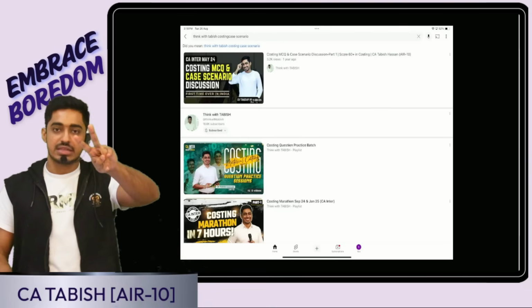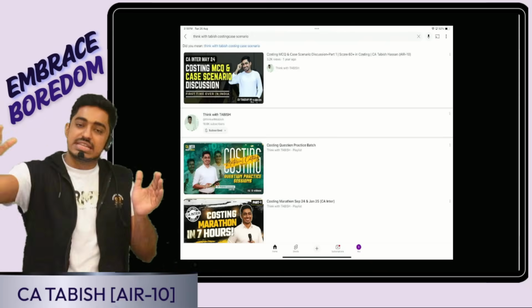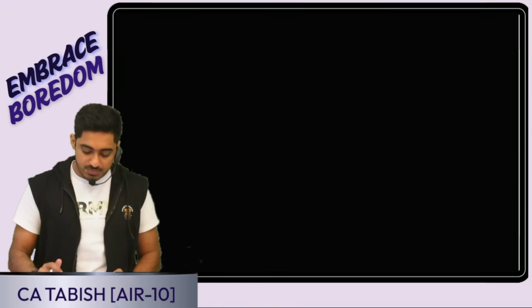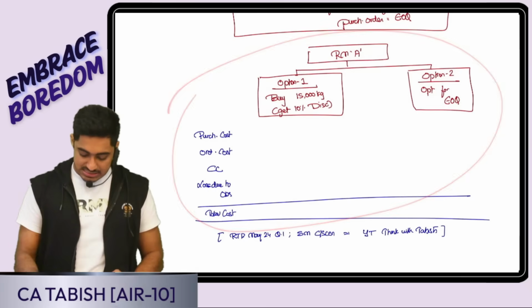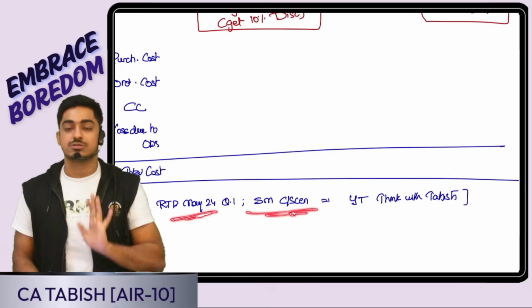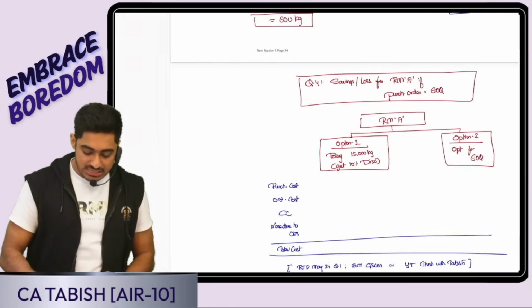Two MCQs are there. One is of material costing, one more is of labor costing. First one is material costing. You see that, and you will get to know that. Is this clear, everyone? So I'm not going to spend my time again on this. I'm telling you, it is RTP May 24 question 1. In the study material also this question is there. So on the YouTube channel Think with Tabish you can see the discussion there.